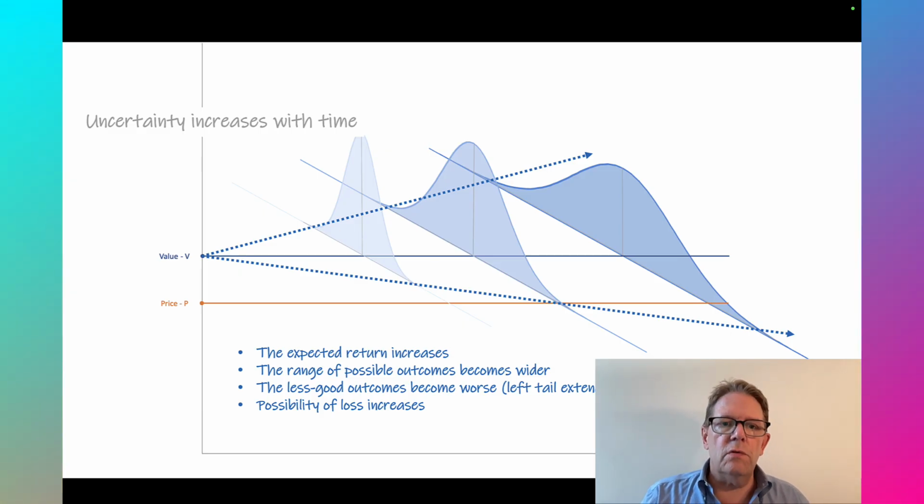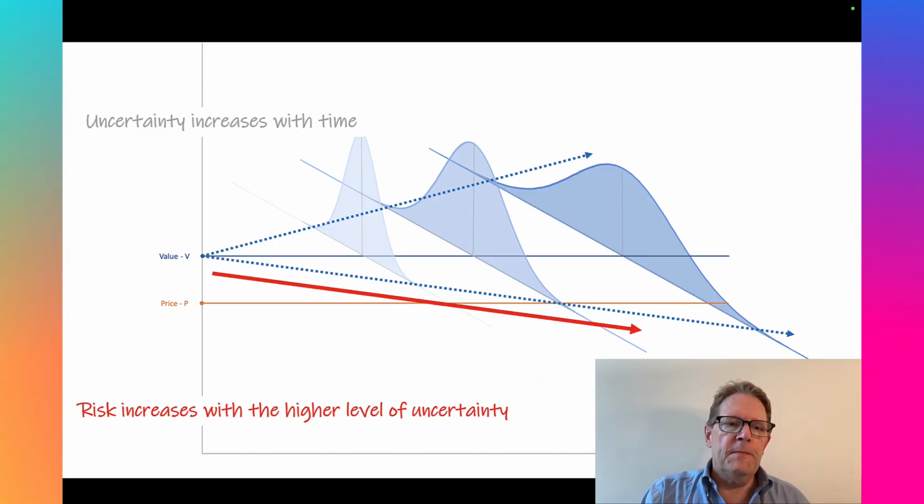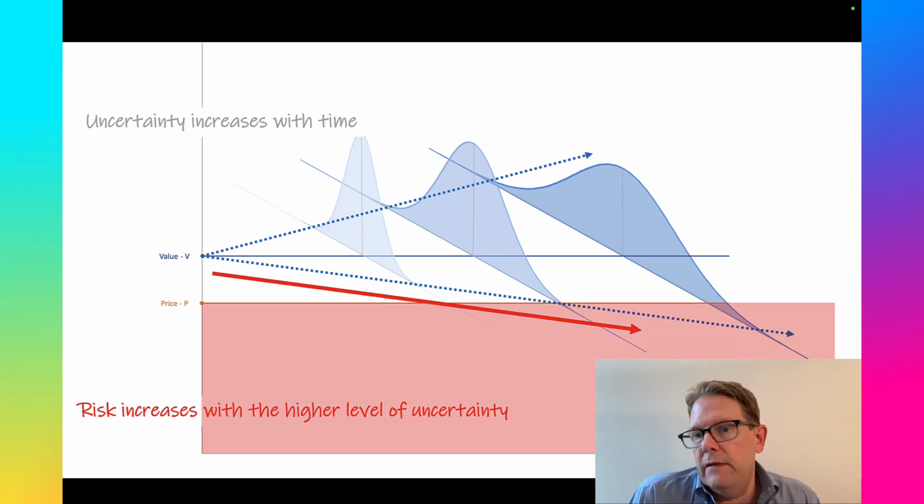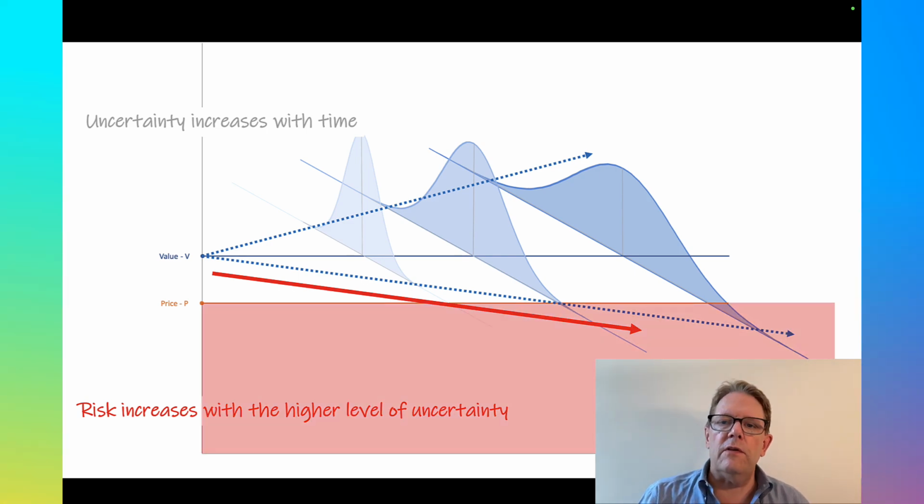It is true that the expected return increases as we go forward in time, but the range of possible outcomes becomes wider. That's the key. And the less good outcomes become worse, the left tail extends, and the possibility of loss increases. And I'll show you that in a minute when we're adding in growth. All right, so risk increases with the higher level of uncertainty, although the way I've drawn this, there's not a lot of risk. There is risk as you get further out, but not a lot of risk.